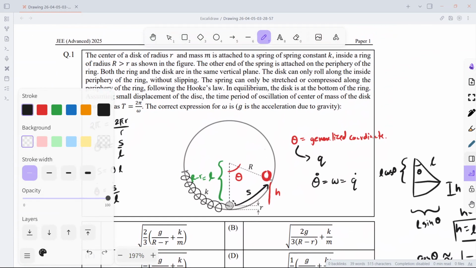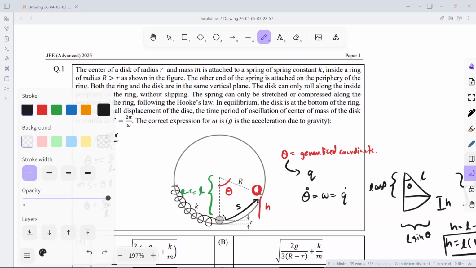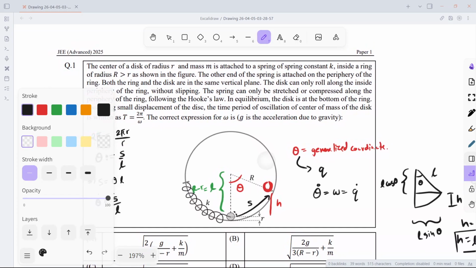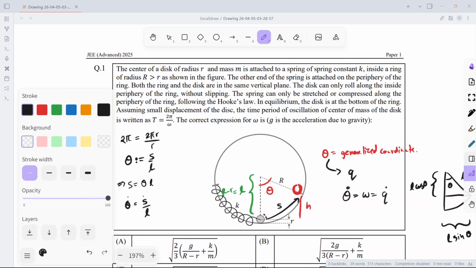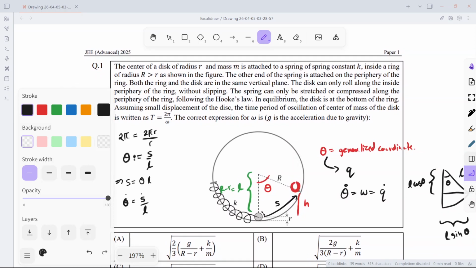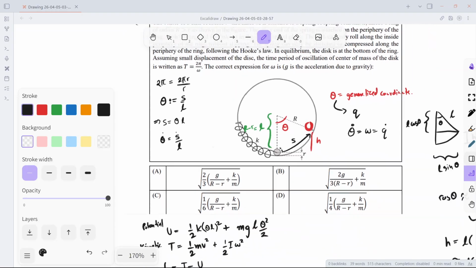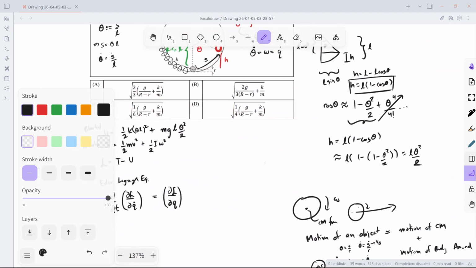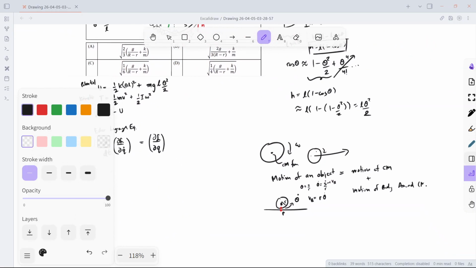Very interesting. Okay. Hmm. Yeah, I think it makes sense.